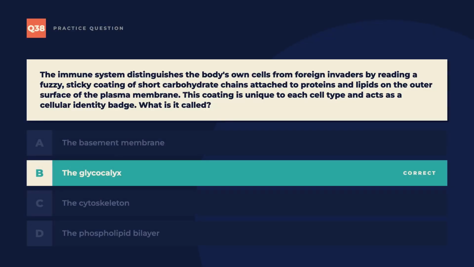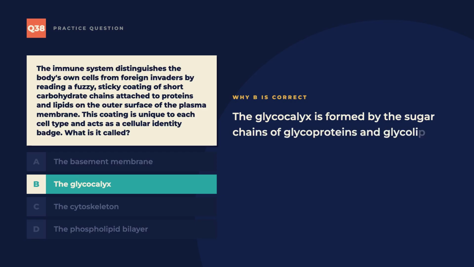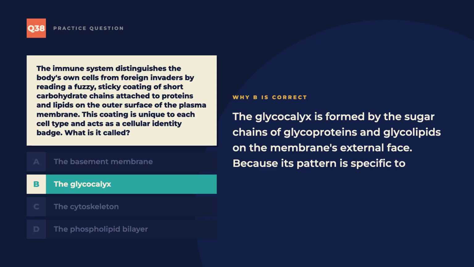The correct answer is B, the glycocalyx. B is correct because the glycocalyx is formed by the sugar chains of glycoproteins and glycolipids on the membrane's external face. Because its pattern is specific to each cell type, it allows the immune system to identify self from non-self.